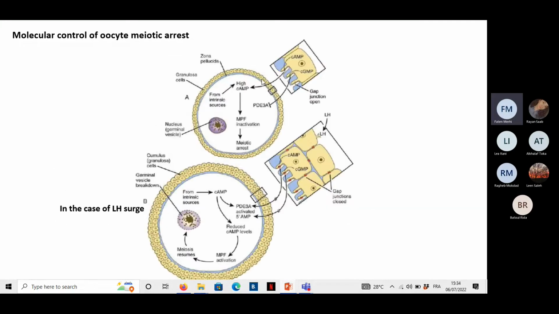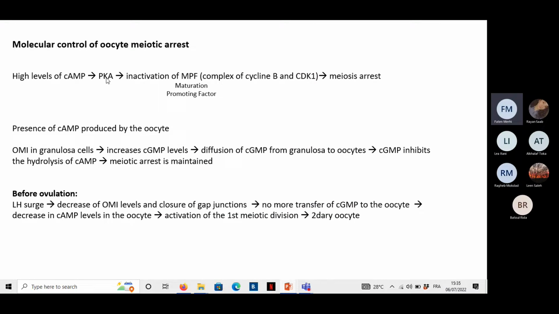In fact, this is an oocyte, and those are the granulosa cells surrounding it. And in blue, we have the Zona Pellucida. The oocyte produces cyclic AMP. And as you remember, the cyclic AMP is a second messenger that will induce a cascade of messengers underneath it. Here in the oocyte, the cyclic AMP will activate the PKA, the protein kinase A, which inactivates a factor called the maturation promoting factor. This factor is responsible for the continuity of the meiosis. So if this MPF is inactivated, the meiosis will be arrested.